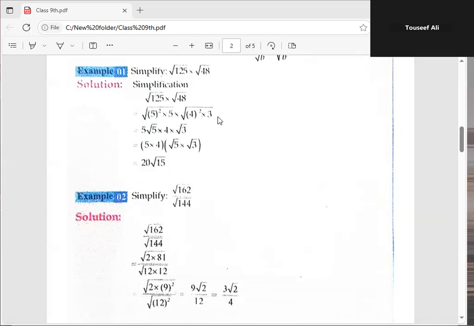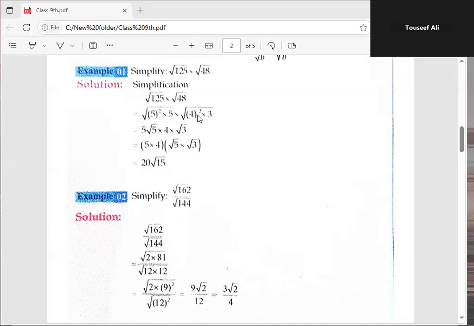Now we are solving some examples. In the first example, here is root 125 multiplied by root 48. These two terms are not in simplified form. First simplify these two terms. 125 means 5 cube, 5 multiplied by 5 multiplied by 5. So we combine 5 square multiplied by 5, and 48 means 4 multiplied by 4 multiplied by 3.